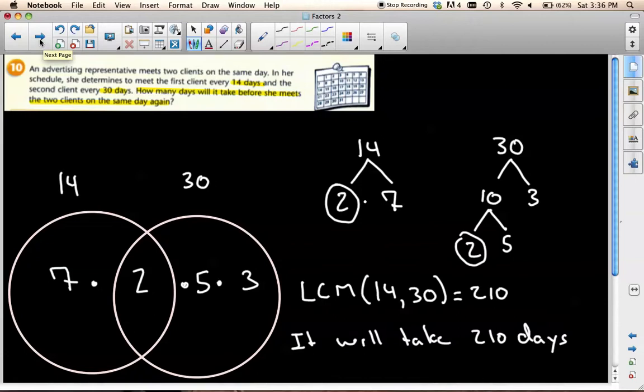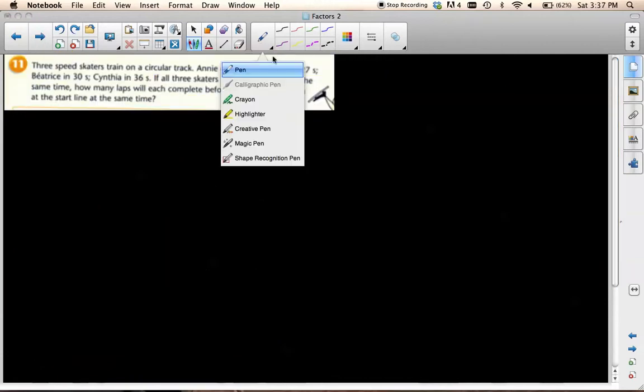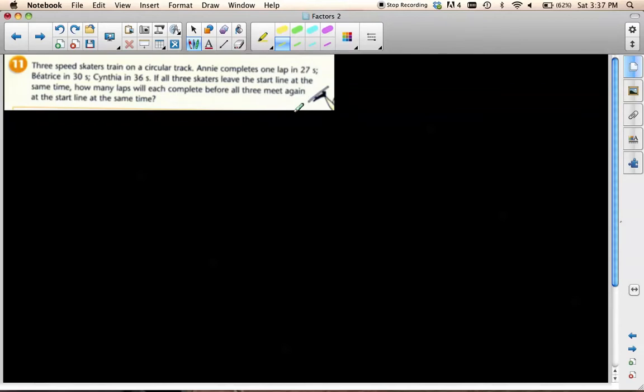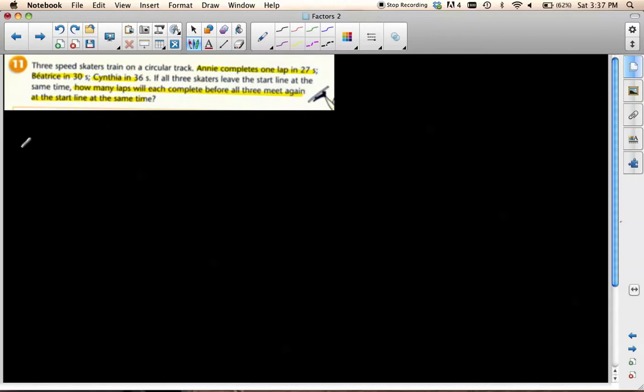But what happens if we're doing it for three numbers? So our question is here, so we'll get out our highlighter to highlight the important information. 3 speed skaters train on a circular track. Annie completes one lap in 27 seconds, Beatrice in 30 seconds, and Cynthia in 36 seconds. If all 3 skaters leave the start line at the same time, how many laps will each complete before all 3 meet again at the start line at the same time? So we're looking for the least common multiple of 3 numbers. And the Venn diagram doesn't work.